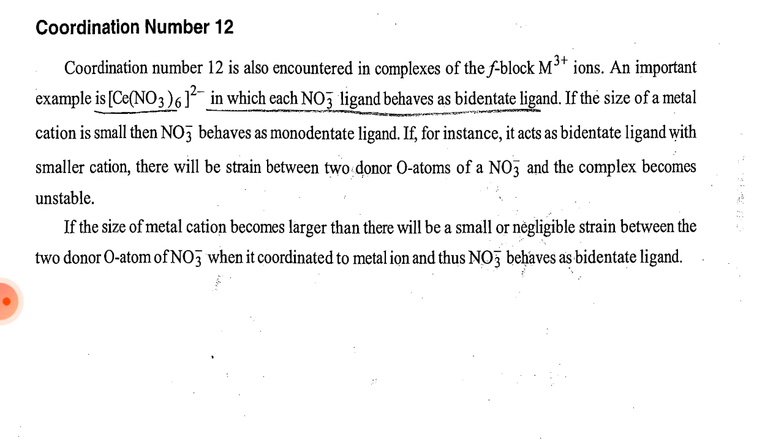Now, for this coordination number 12, obviously F block elements will show it. Their size is very big, so they have the capacity to accept electron pairs from 12 ligands. But there is one complex, [Ce(NO3)6]2-. Now it seems that 6 ligands are attached to Ce, but actually the coordination number is not 6, it is actually 12, because NO3- acts as a bidentate ligand. Both nitrogen and oxygen, the two donor atoms, make a bond with Ce, an F block element. Ce belongs to the inner transition elements, and its cation size is very big.